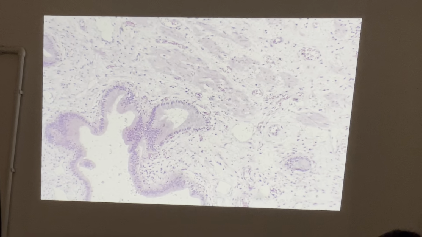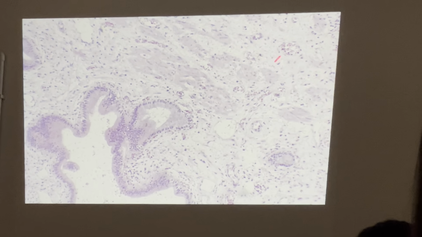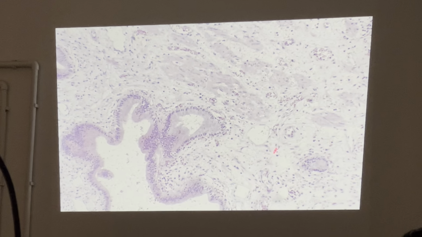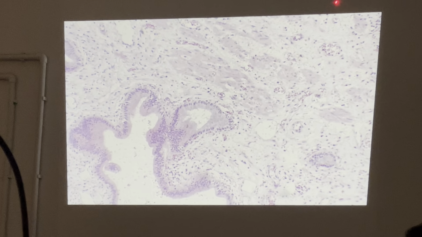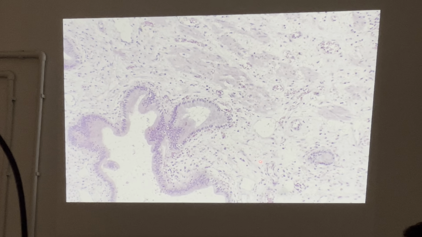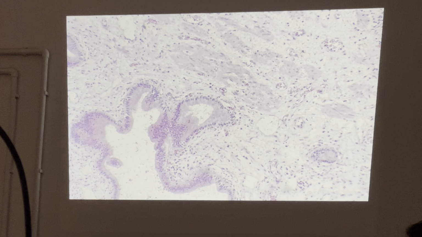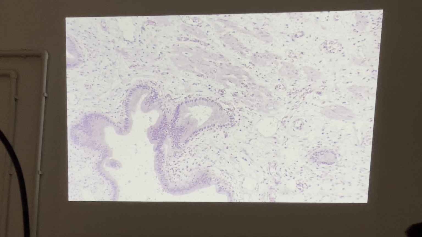Now, what happened to the lamina propria? Take a look. There is an edema. There is a thickening of the lamina propria. So, why does the lamina propria undergo thickening? Because there is an accumulation of fluid, an interstitial fluid.